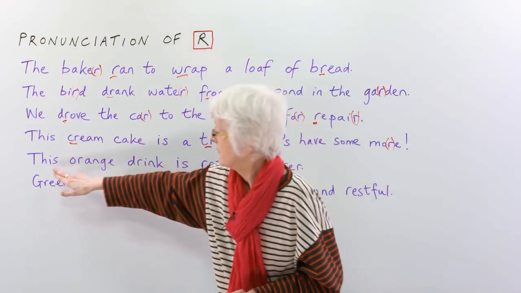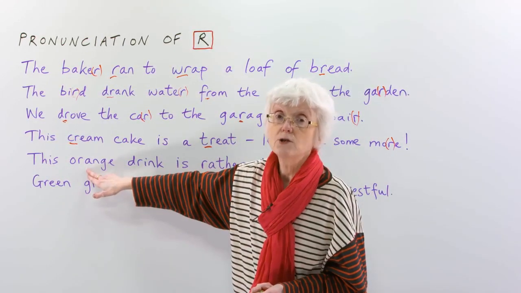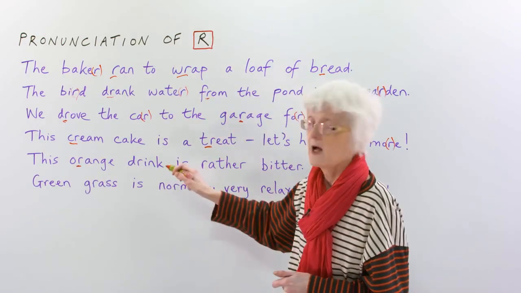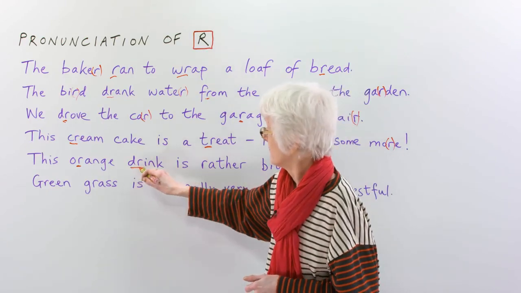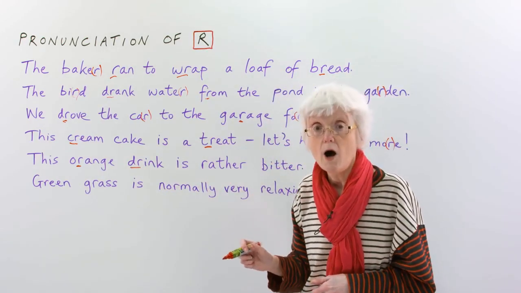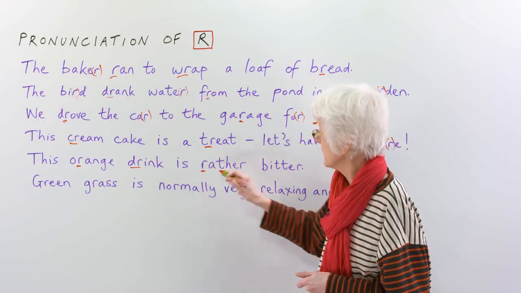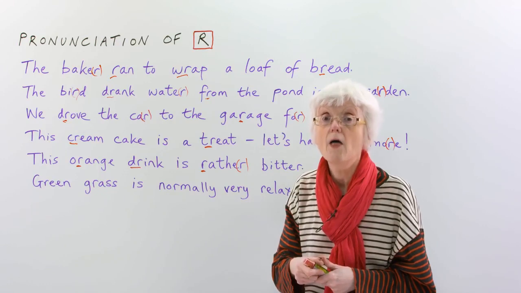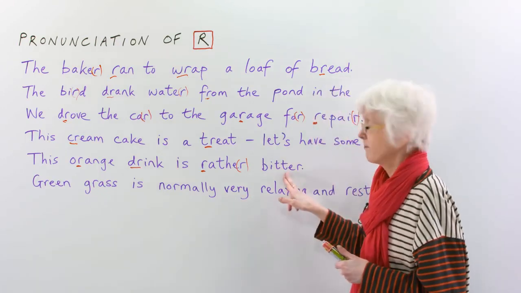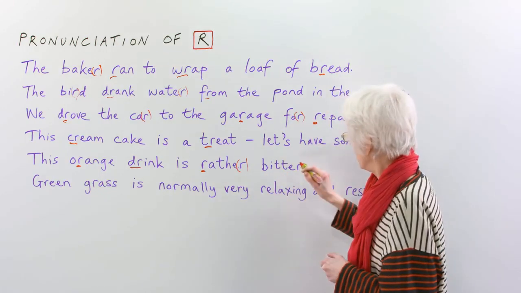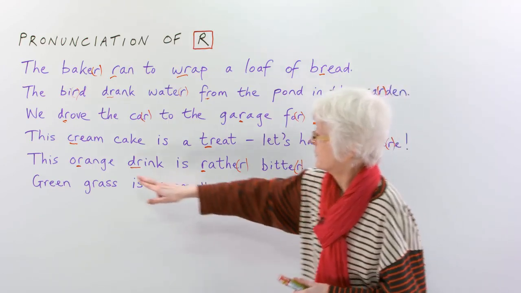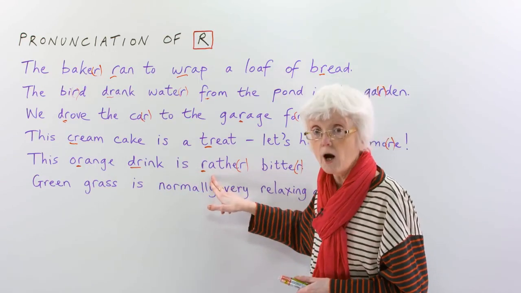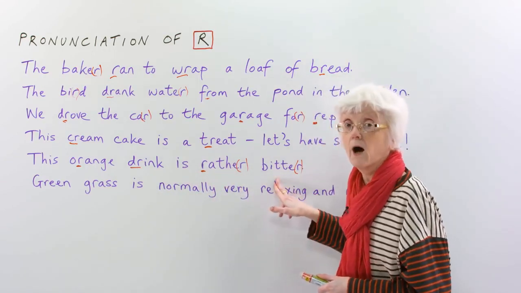Next sentence, you first. Okay, so this orange, R, so that's pronounced, orange, drink is rather, so that one's pronounced, that one isn't, rather, bitter, that one's not pronounced. So this orange drink is rather bitter.